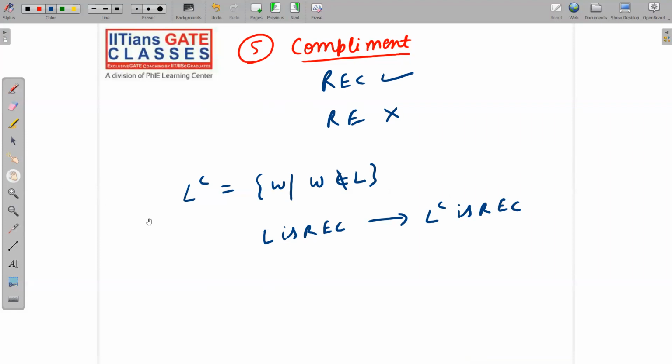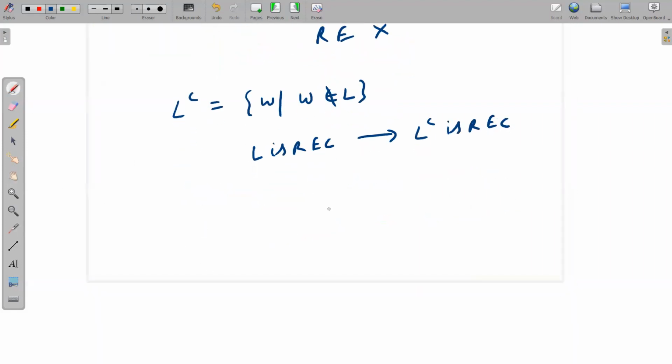How will you claim it? I will simply say, if L is REC, I give W, any string, to halting Turing machine 1. This Turing machine 1 will internally call a small Turing machine. So let me show you properly, otherwise you will get confused.